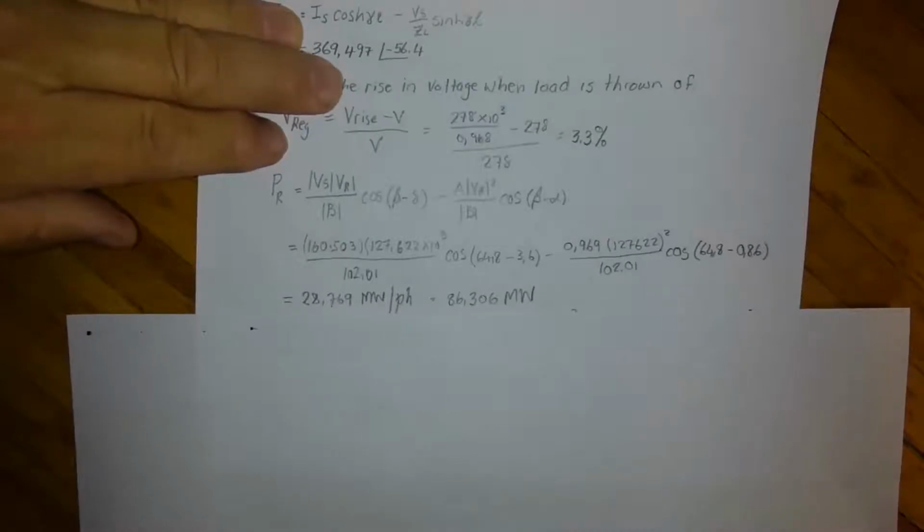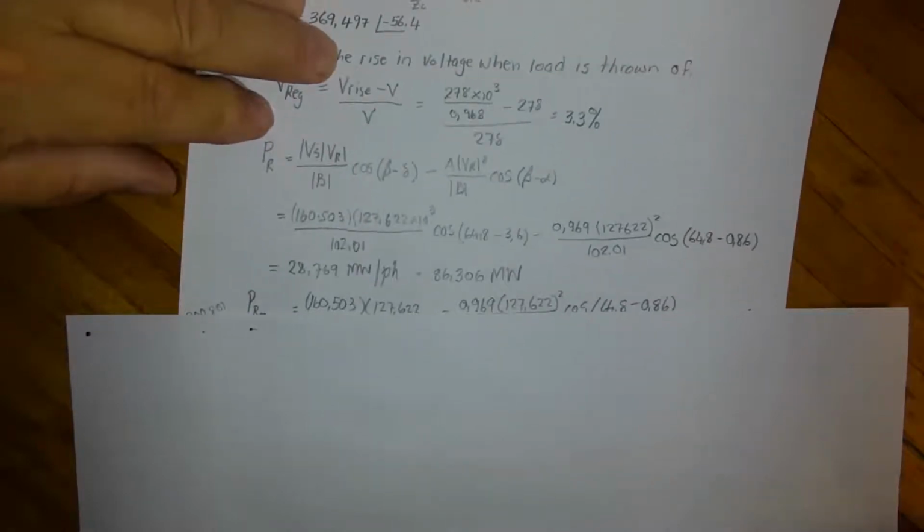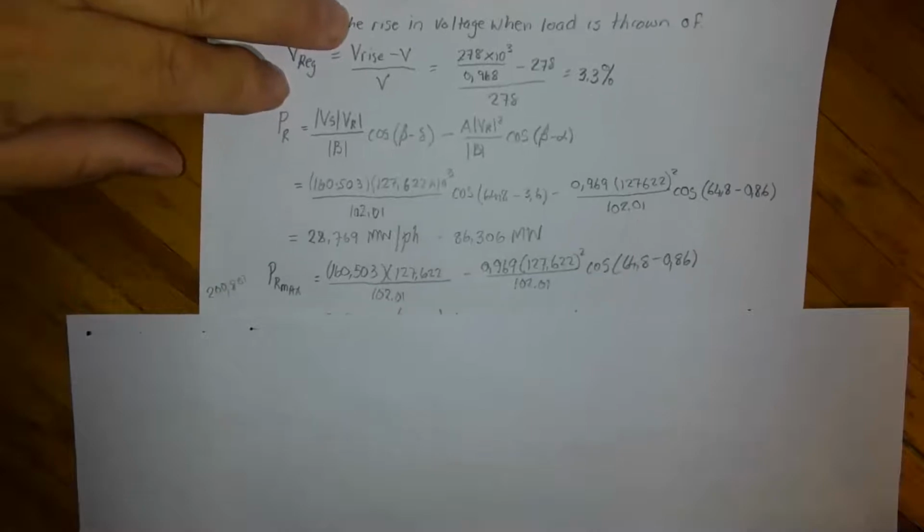Again, if we calculate the receiving power, Vs times Vr over B cos (beta minus delta), minus A VR squared over B cos (beta minus alpha). We substitute the values. That's the angle of Z, that's the angle of voltage, impedance angle, and the angle of A, which is cos gamma L. So if you put that in there, 0.86, you get 28.769 megawatt per phase, or 86.306 megawatt.